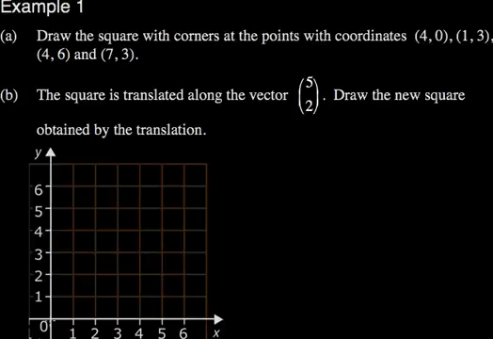So (4, 0). Remember, you do the x first, so (4, 0) is here. And I'm not going to do it with a circle, in fact, I'm going to do it with a cross. Now next is (1, 3), which is here. And then (4, 6), so 4 across, 6 up. And (7, 3). Now this graph only goes to 6, but 7 will be here. 7 and 3. Yeah, that's a square, right?